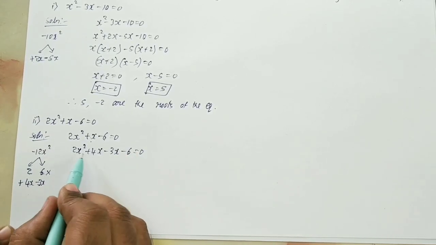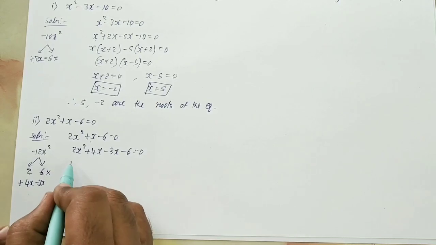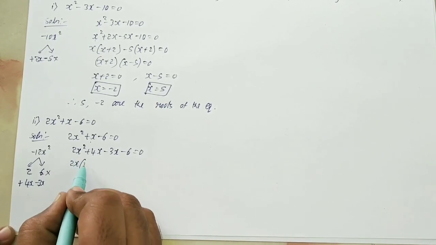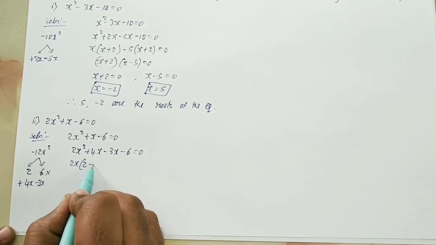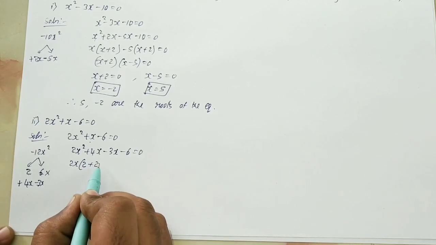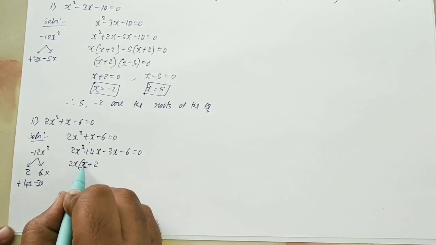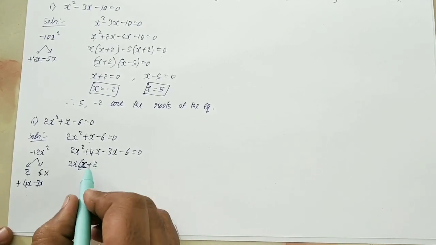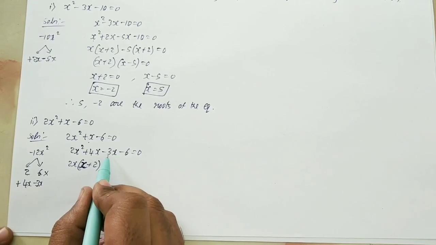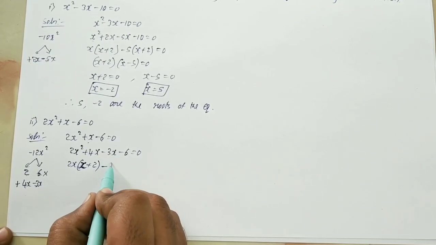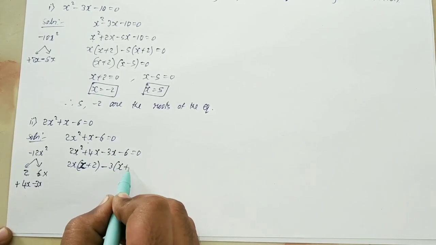What is common in first two terms? 2 as well as x is common, right? If I take 2x common, here remaining x and here remaining 2. And again common here, minus is common and as well as 3 is common, right? What is remaining? x plus 2.